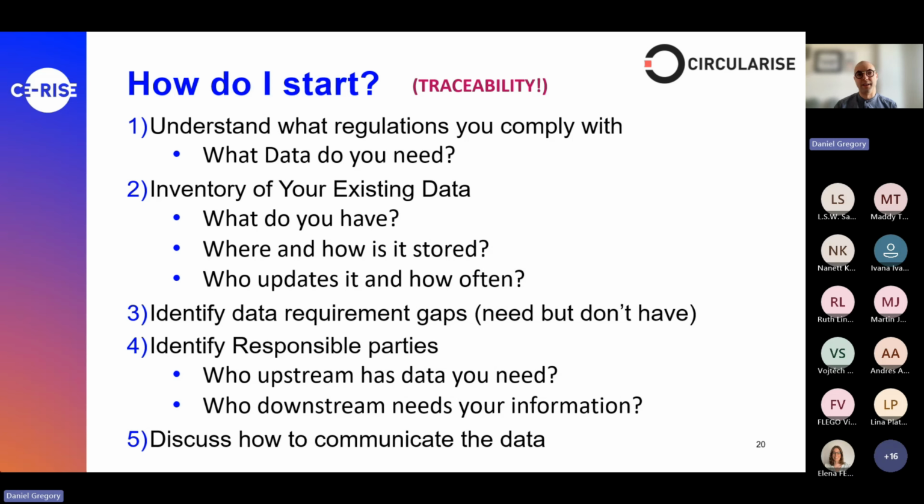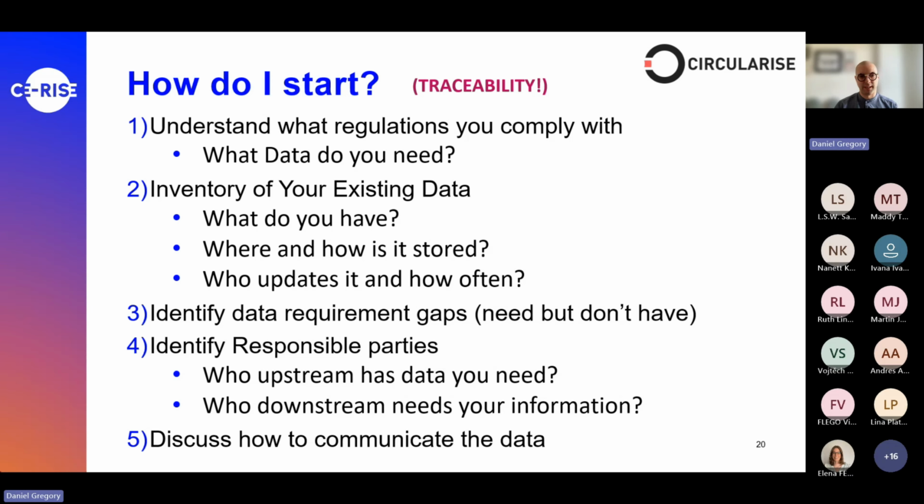Once you know that, then you can do an inventory of your existing data. So knowing what you have that's available, where is it stored, how is it stored, how often does that update, who's responsible for it. So really auditing and figuring out what your capacity is to manage and handle that data at the moment.